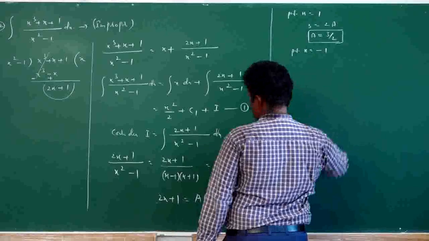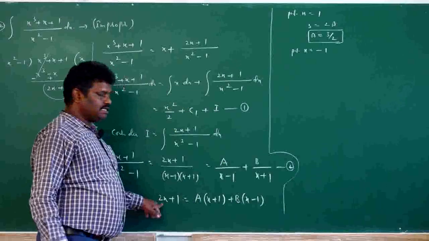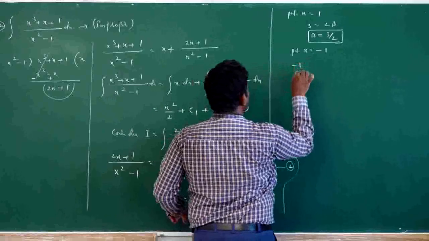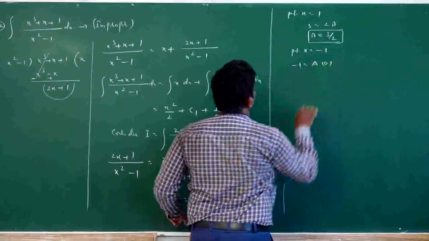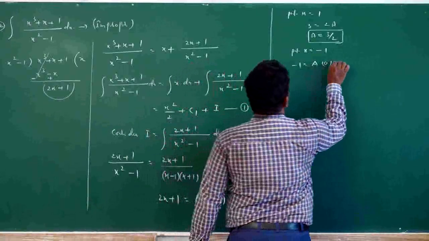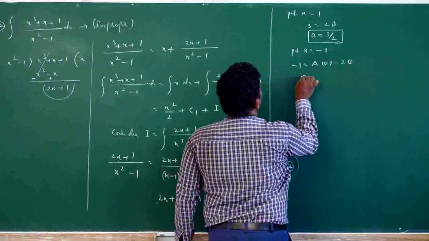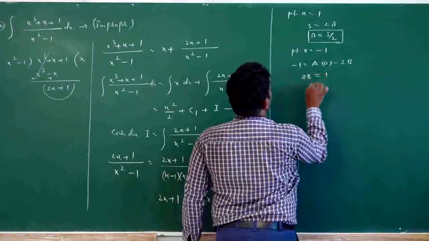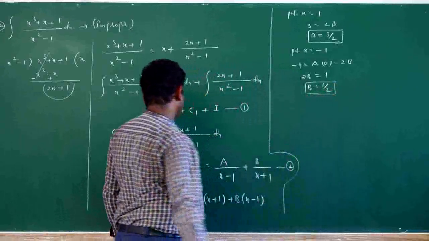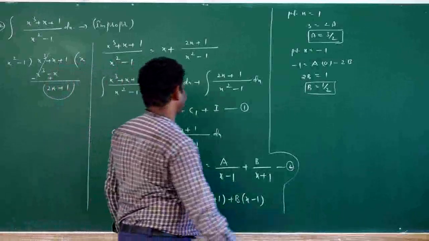Next, put x equal to minus 1. Here minus 1 into 2 is minus 2, minus 2 plus 1 is minus 1. This side, minus 1 is equal to a into 0, since minus 1 plus 1 is 0, plus minus 2b. Then 2b is equal to 1, so b is equal to 1 by 2. So these are the constant values, from equation 1.